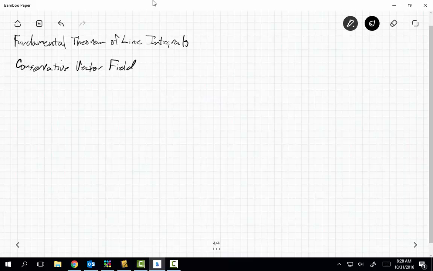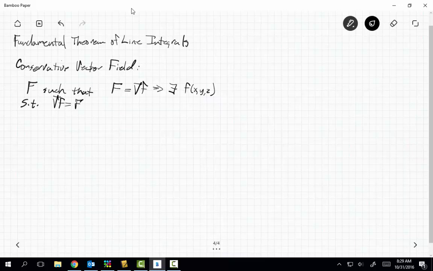Well, if you recall from a couple sections ago, a conservative vector field is a vector field, we'll call it boldface F, such that F is equal to the gradient of f. In other words, there exists an f of x,y or x,y,z or whatever such that when I take the gradient of that f, I get my vector field F. Okay, that's a conservative vector field.